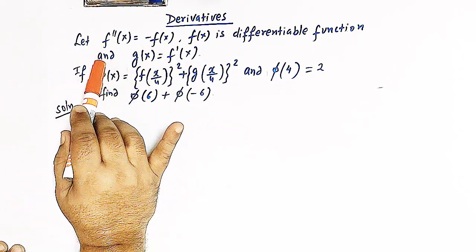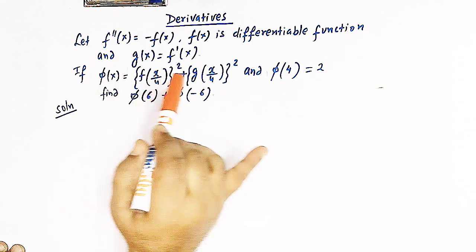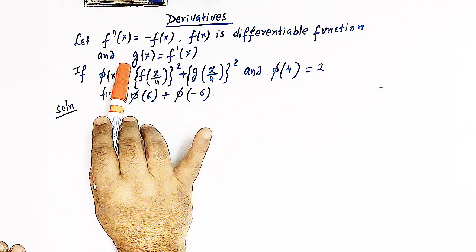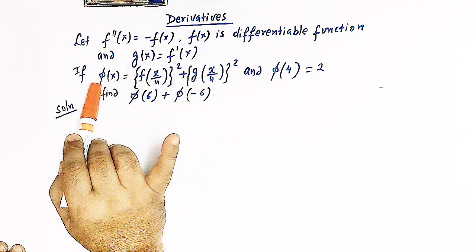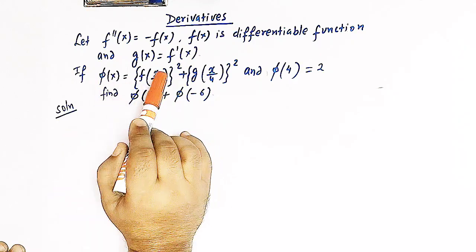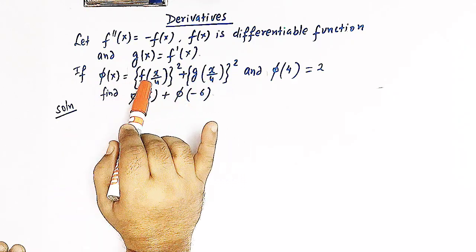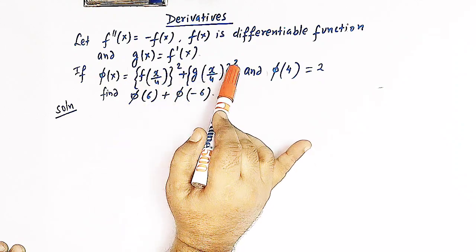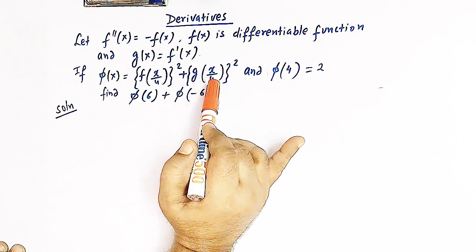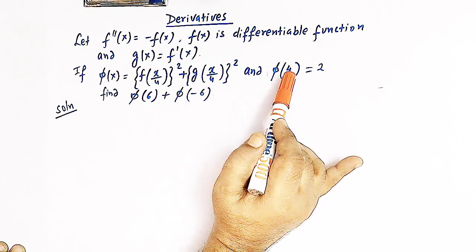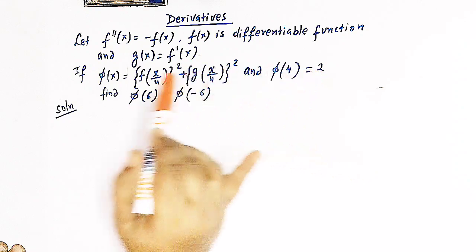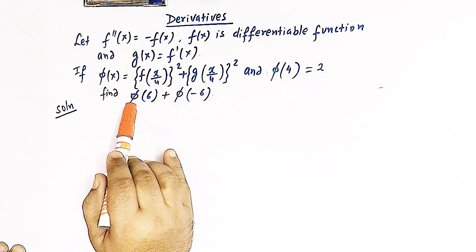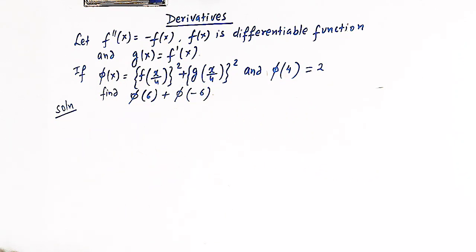And here we are given a function phi of x, which is a combination of the function f of x such that phi of x is equal to the sum of these two functions, that is square of f of x over 4 and square of g of x over 4. And phi of 4 is given to be 2, and we have to find the value of phi of 6 plus phi of minus 6, right? So let us see how easily we can solve this problem.